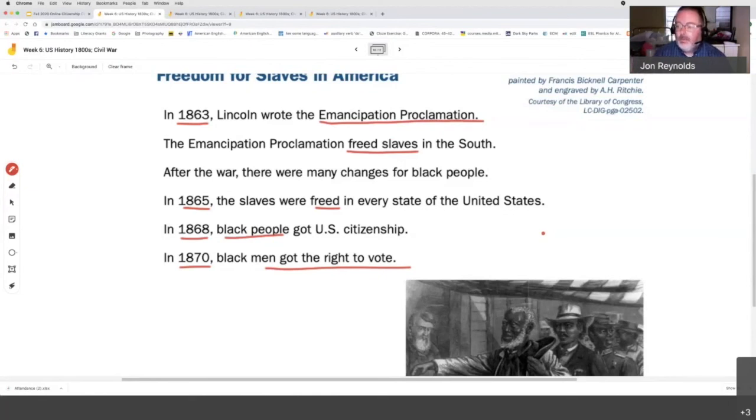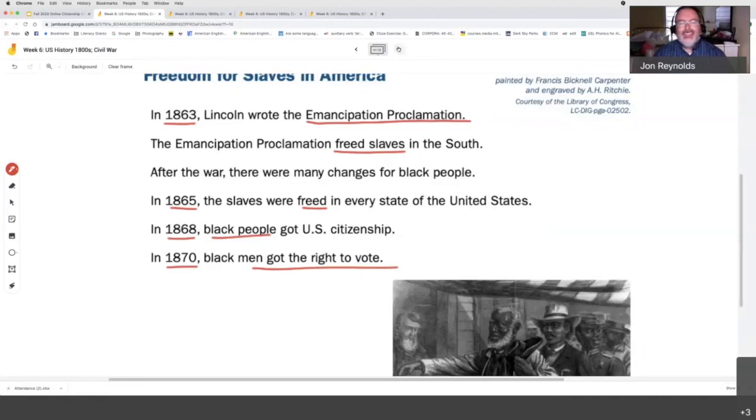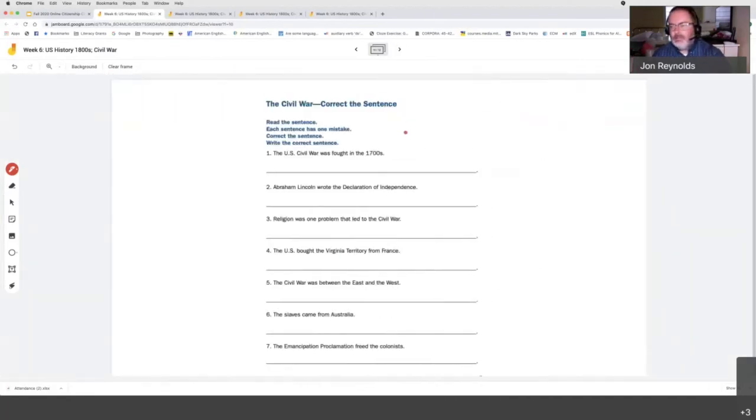And in fact, some of the women at the time, they were not happy. They're like, what about us? We deserve to vote too. Okay. All right, well, we'll skip this last activity here.